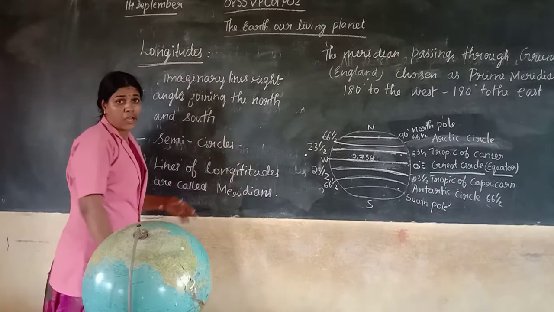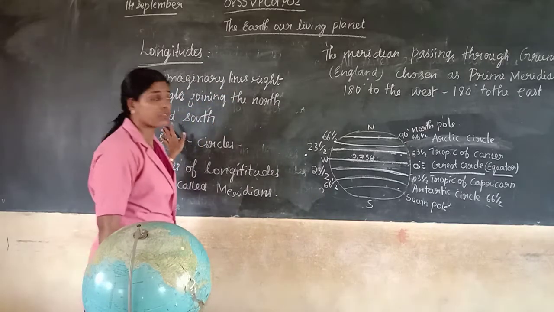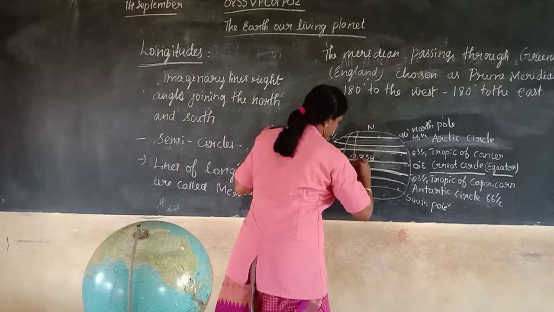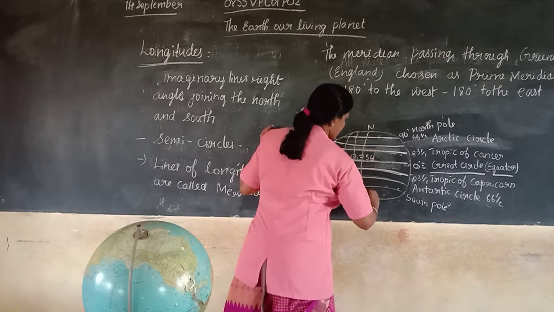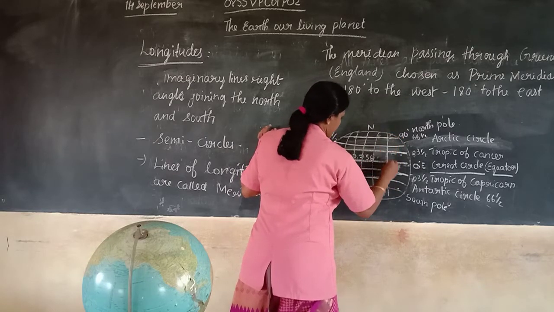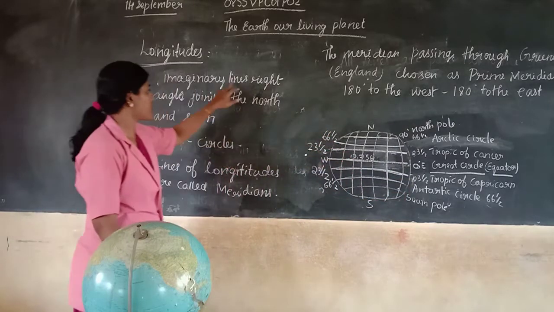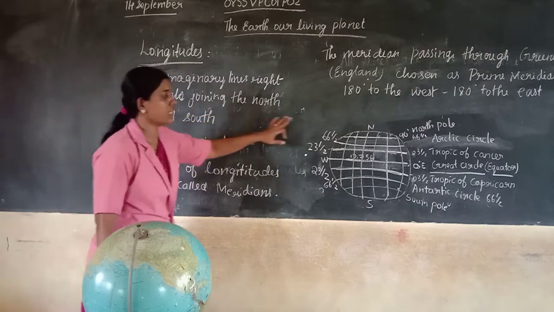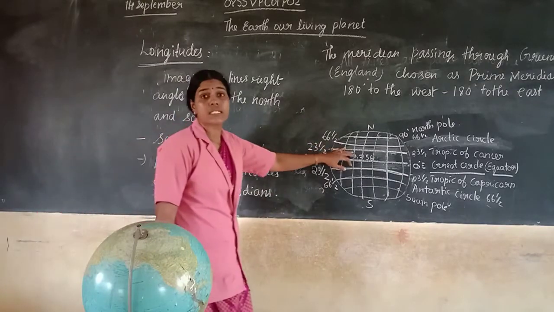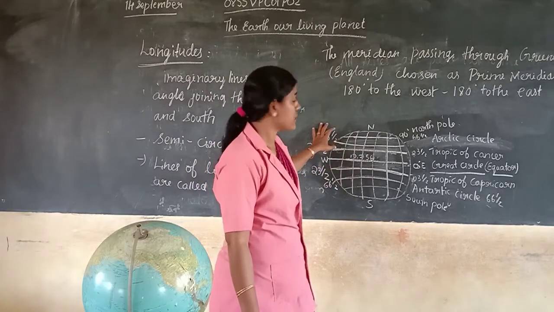Longitudes. Longitudes are imaginary lines drawn at right angles, joining the north and south. These are the longitudes. These lines are also known as semicircles.